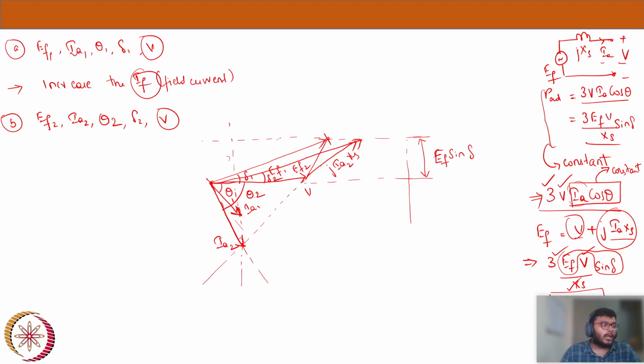Now, if we see here, these are the new operating points which we have got when we increase the field current. Now, let's do the other condition. Let's decrease the field current.